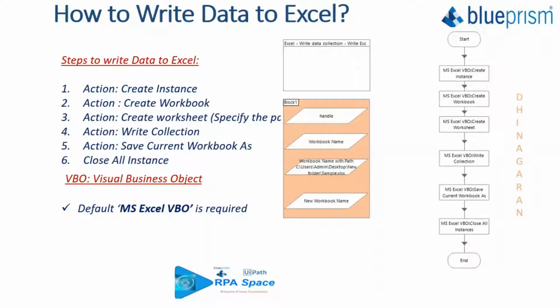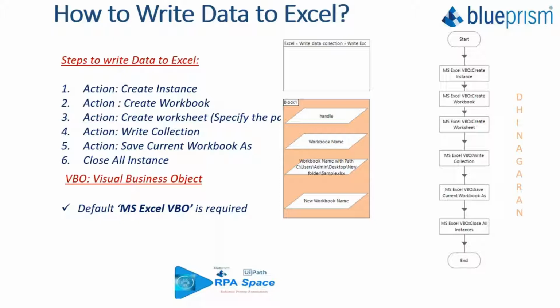This MS Excel VBO contains a lot of actions. So we have to use the required actions to perform our write operations, right? To do that, you need MS Excel VBO's create instance first. When you create an instance, your Excel will get initiated, and then you have to create a workbook, followed by a worksheet, and then a write collection. There is an option to write a collection, so it should accept a collection as input, and then it will be able to write it. Post that, you have to save your workbook, and then close all instances.